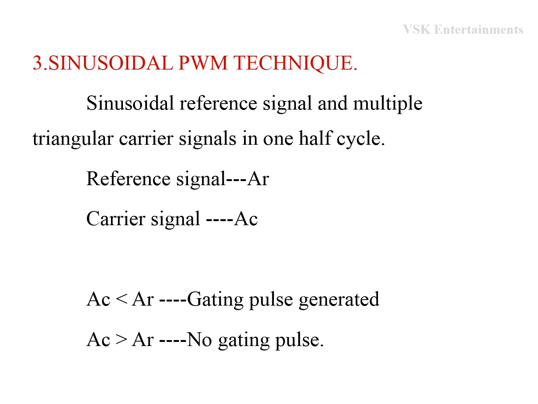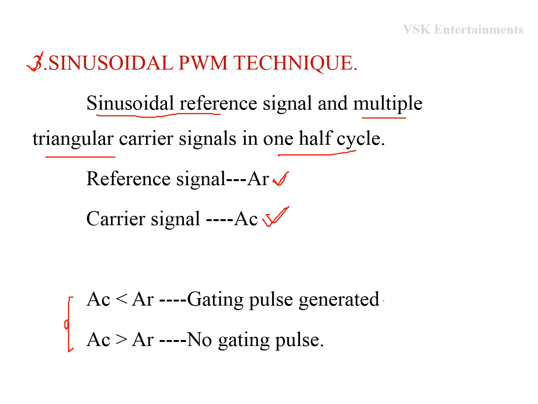The drawback in the multiple pulse technique is going to be overcome by using the third technique, that is the sinusoidal PWM technique. In this technique, we are going to use the sinusoidal reference signal and multiple triangular carrier signals during one half cycle. Here also AR is the magnitude of reference signal and AC is the magnitude of carrier signal, and this is the condition for generating the gating pulses.